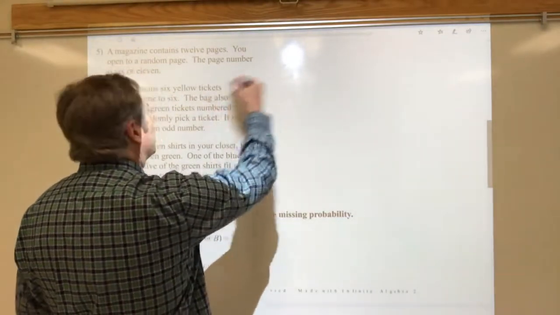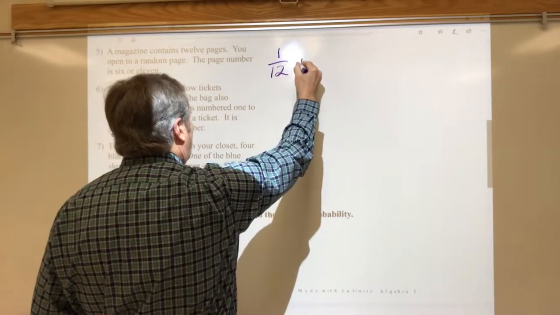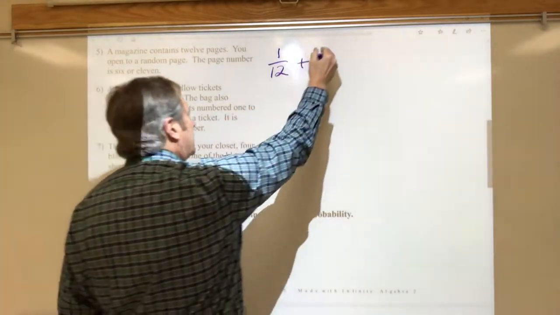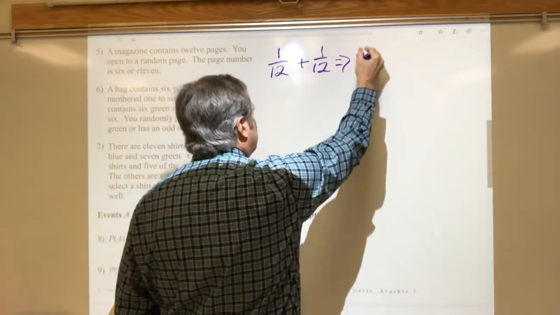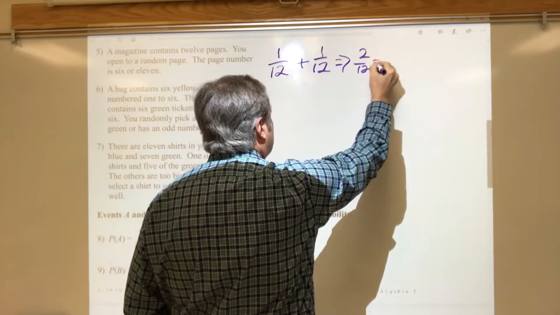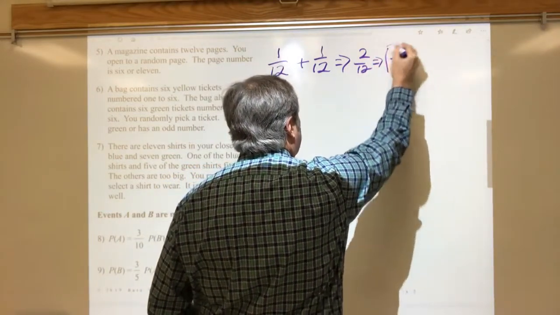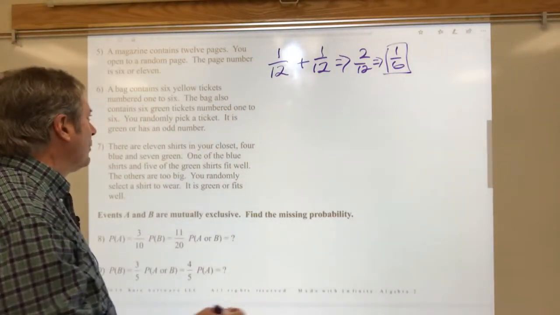How many ways are there of getting a 6? Well, it's 1 out of 12 pages, or plus. How many ways of getting an 11? Well, again, it's 1 out of 12. So in other words, that's 2 out of 12, or reducing that fraction, there's a 1 out of 6 way of getting one or the other.